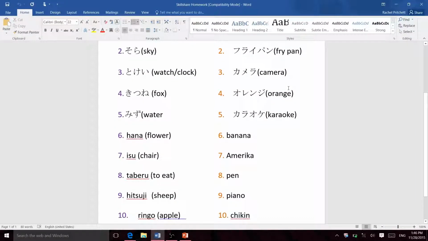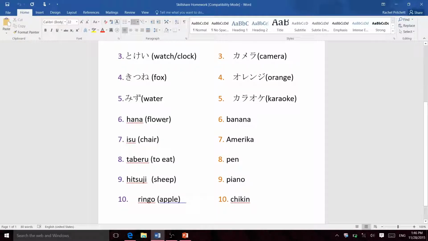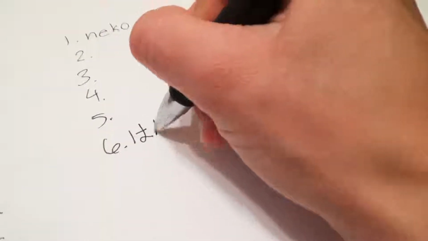Then when you make your way down to number 6 through 10 for both, you will have to actually use the chart to write the symbols yourself. So for number 6, you are writing hana, and you will write the symbol for ha and na.